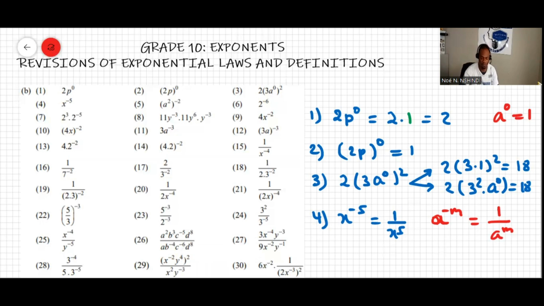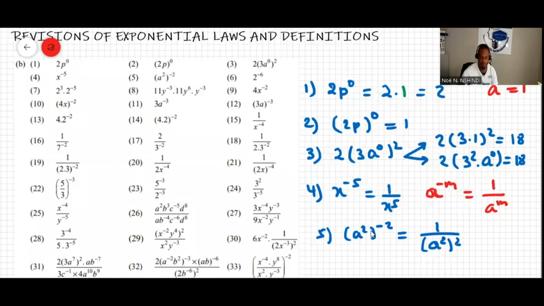Question 5 will be a to the power of 2, all to the negative 2. Here the whole thing is at the denominator, so it's like 1 over a squared to the power of 2. Okay, because of the negative exponent here, it's going to be that, and then this can be written as 1 over a to the power of 4. Remember this law of exponents on the right here: a to the m, all to the n, is equal to a to the m times n.